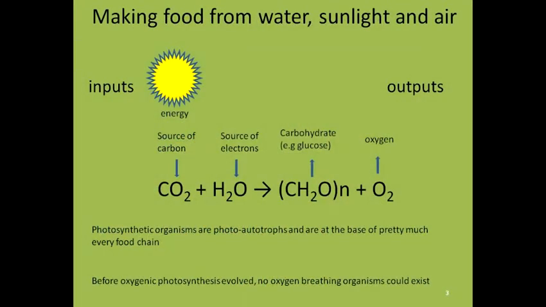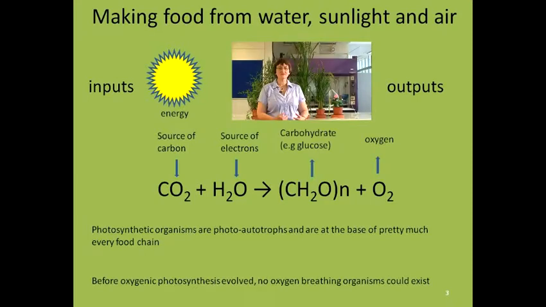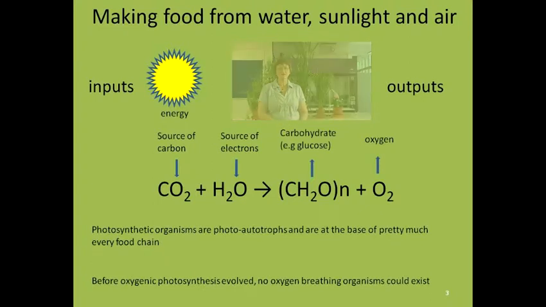Plants use the energy from sunlight to extract electrons from water, releasing oxygen in the process. These electrons are passed on via a series of intermediate compounds, eventually to reduce carbon dioxide to carbohydrate, which can then be converted by the plant into all manner of biological molecules. Photosynthetic organisms are photoautotrophs and are at the base of pretty much every food chain. Before oxygenic photosynthesis evolved, no oxygen-breathing organisms could exist on the planet.